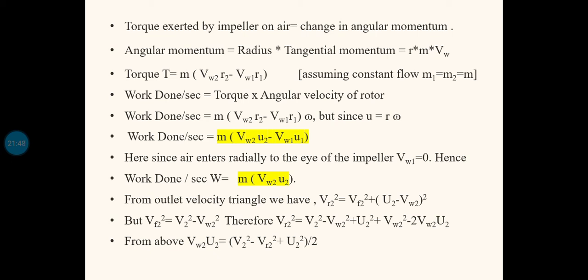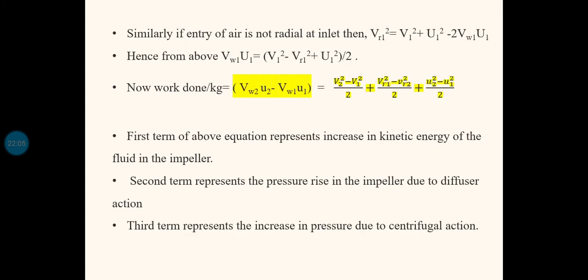Similarly, if a Vw1 component is there on the inlet side, then Vw1 u1 equal to V1 square minus Vr1 square plus u1 square, all divided by 2. That will be the expression at the inlet side if Vw1 is there. If radial inlet, there is no need to consider that term. Anyway, I am talking about the general cases. Similarly, if entry of air is not radial at inlet, then Vr1 square equal to V1 square plus u1 square minus 2 Vw1 u1. From that you will get Vw1 u1 equal to V1 square minus Vr1 square plus u1 square, divided by 2.